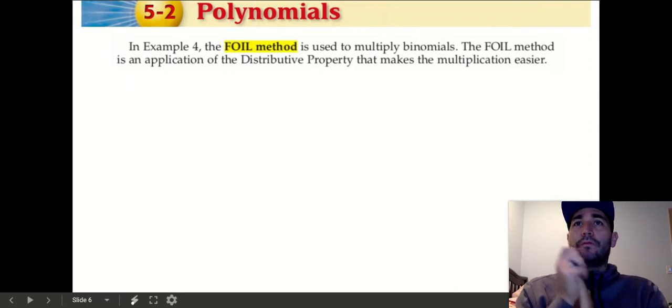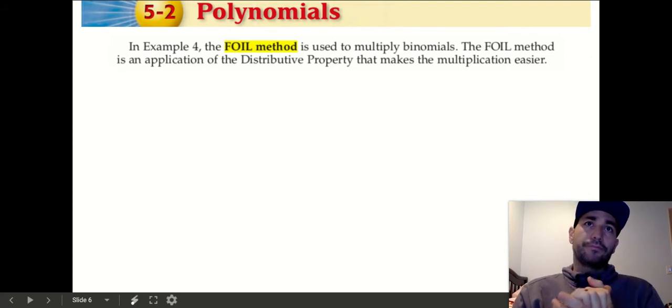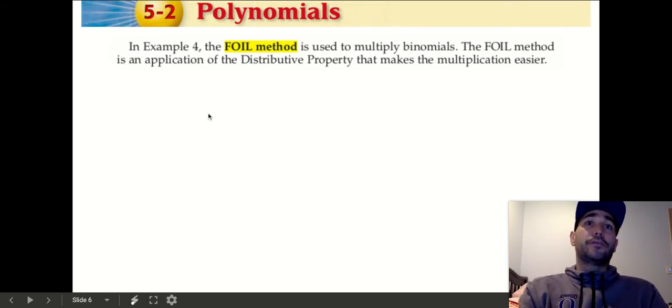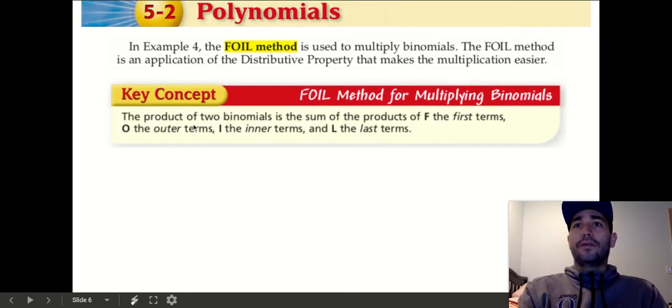Example 4 is the one we're going to look at next. We're going to use what's called the FOIL method, and it's used to multiply binomials, or actually polynomials more specifically. The FOIL method is an application of the distributive property that makes multiplication a lot easier. The product of two binomials is the sum of the products of the first terms, the outside terms, the inside terms, and the last terms.